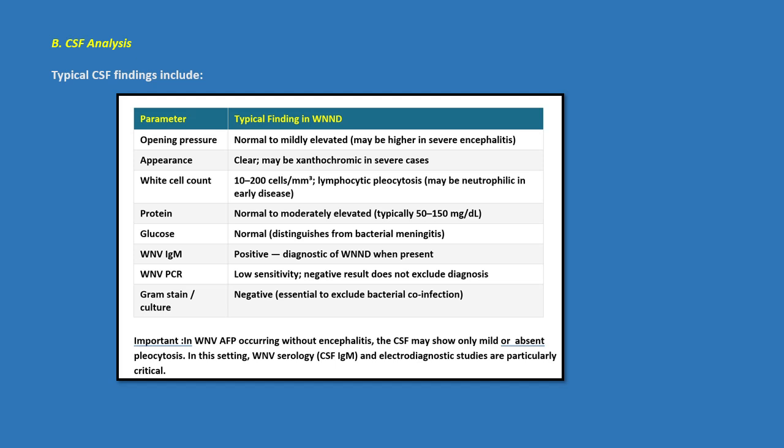CSF analysis. Typical findings include white cell count of 10 to 200 per cubic millimeter, lymphocytic pleocytosis but may be neutrophilic in the early stages, mild to moderately elevated protein, normal glucose, and serology as discussed above.